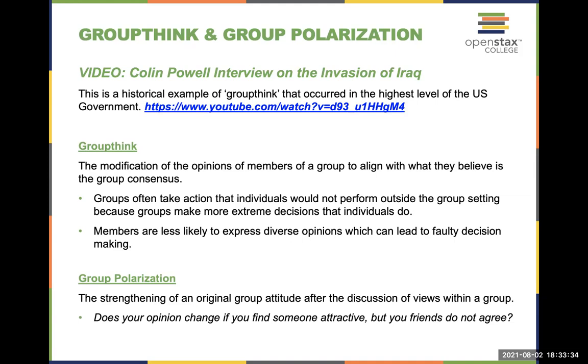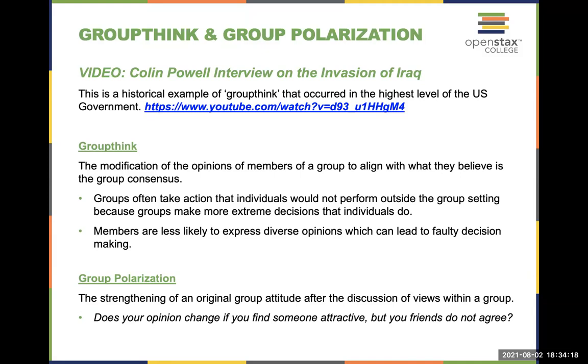All right. And so the next thing to think about here is groupthink and group polarization. You can see how groupthink can occur, right? The definition I want you to remember for groupthink is when an individual modifies their opinion to align with the consensus of the group. So if the majority of the group believes one way, that individual, who may or may not agree, will modify their opinions to meet where the group is at, right?